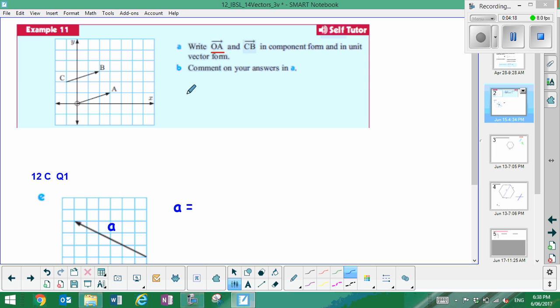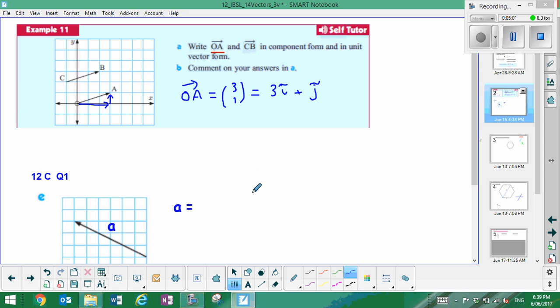So if we do vector OA to start with, and we want the component form, we want to see how far has it moved in the x component and how far in the y. So we can see it's moved +3 in the x and +1, it's gone up 1 unit in the y. There's our component form, and in the unit vector form it'll be 3i. We don't keep writing the wiggle above it all because it gets a bit tedious. And 1j, we don't need to put the 1 in front, we can just write it with the j.